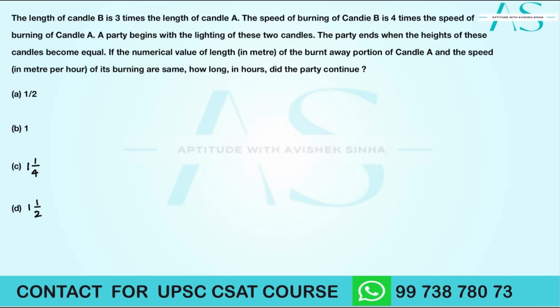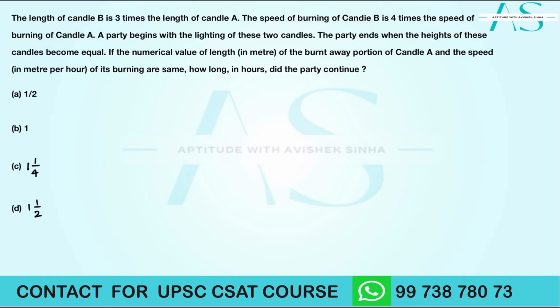The length of candle B is 3 times the length of candle A. So there are 2 candles and they're pretty large. मतलब जो normal candle हम assume करते हैं that we see generally, उससे काफ़ी बड़े हैं ये candles. तो they could be around 3 meters, 4 meters, ऐसा हो सकता है. ठीक है, तो they are pretty large. The speed of burning of candle B is 4 times the speed of burning of candle A.